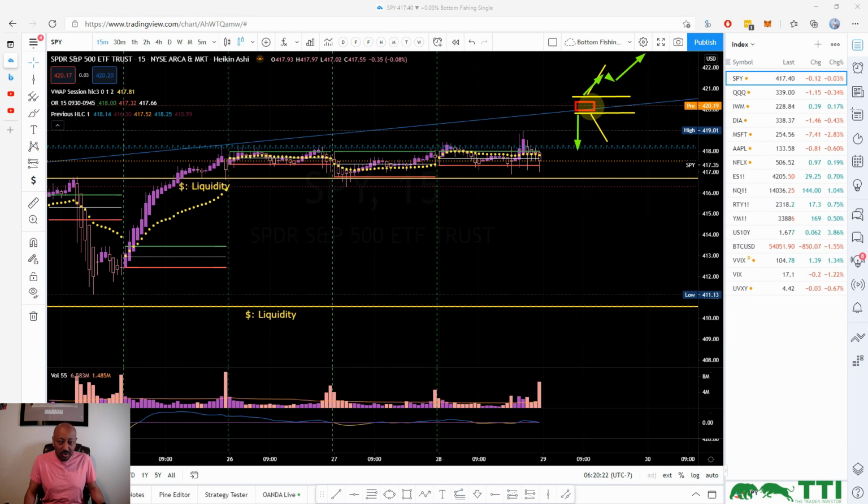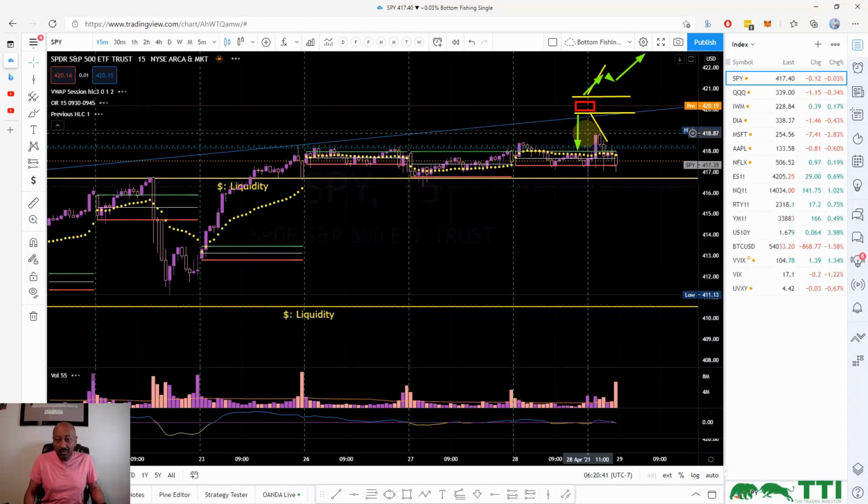If I see a close below the range, then I'm going to participate from 420 to about 417, 418 area. That's a pretty good move in the SPYs. I like that idea, so I'm going to position myself in that way.